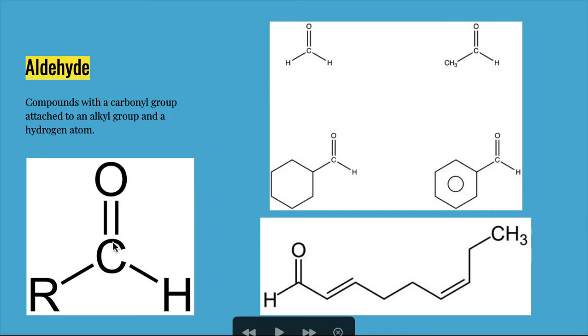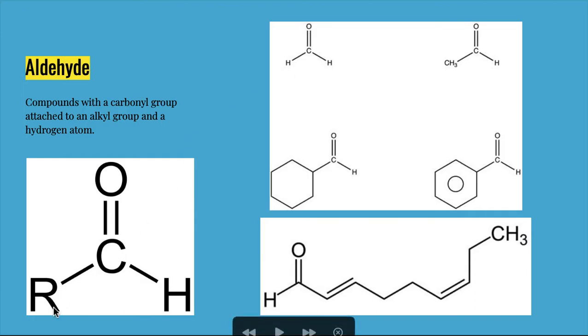So if you're talking about an aldehyde, or if you see this symbol anywhere, then that just means the author is talking about an aldehyde. So here are some examples. An exception that you'll need to remember only for aldehydes is that the R group can be a hydrogen.